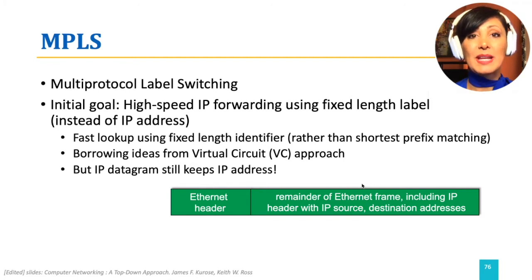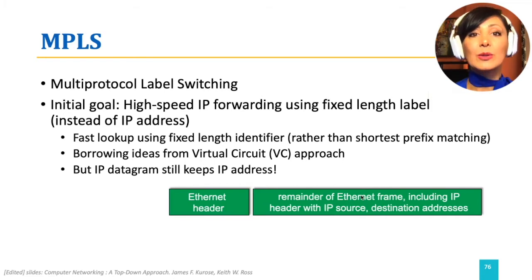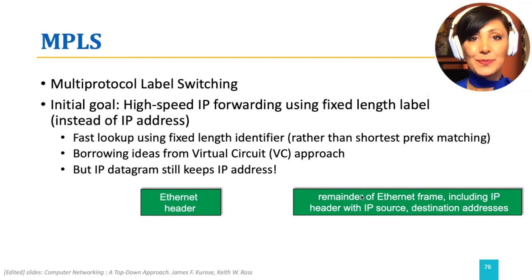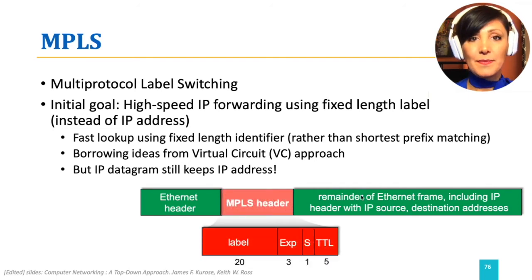To support MPLS, the Ethernet frame is extended to include an MPLS header. This header includes a label, 3 bits for experimental use, an S bit for advanced use of announcing the end of stacked MPLS headers, and a time to live field. The IP datagram remains unchanged.